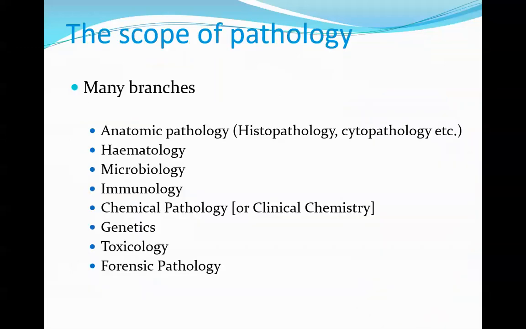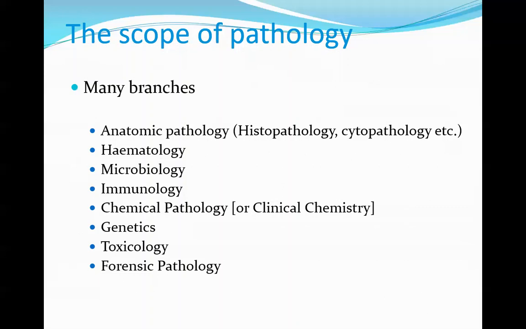Now we have multiple branches of pathology, multiple branches. Anatomic pathology, which I say is the king of pathology, because the major science rotates around this one, anatomic pathology. So what is this pathology actually?